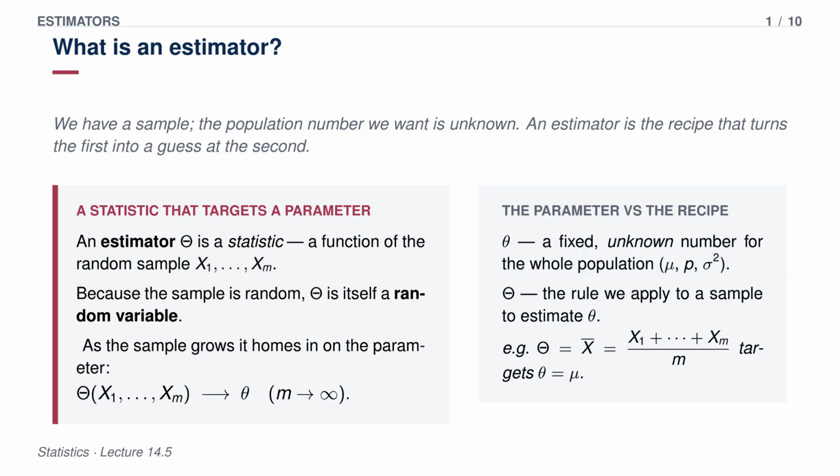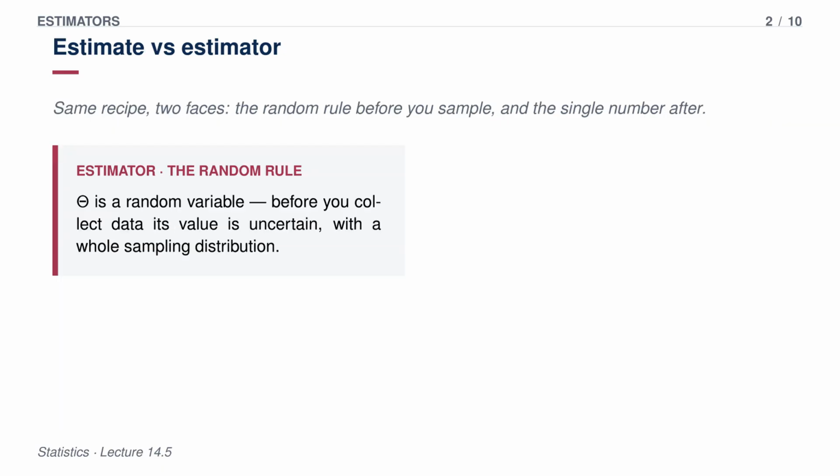Keep the two roles straight. Theta, the parameter, is a fixed unknown number about the whole population. Big theta, the estimator, is the recipe we run on a sample. The classic example, x bar, the sample mean, is the recipe that targets mu. There's a subtlety in that word estimator worth slowing down on.